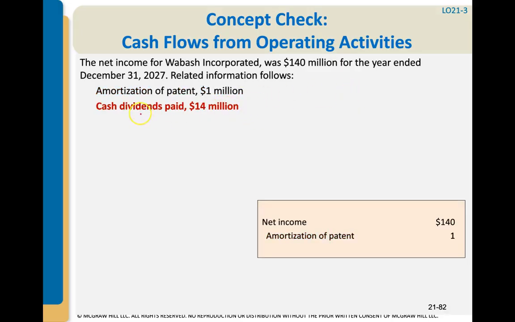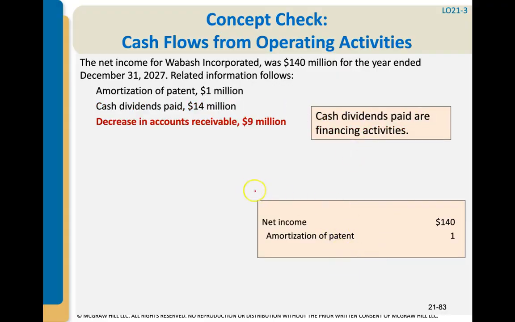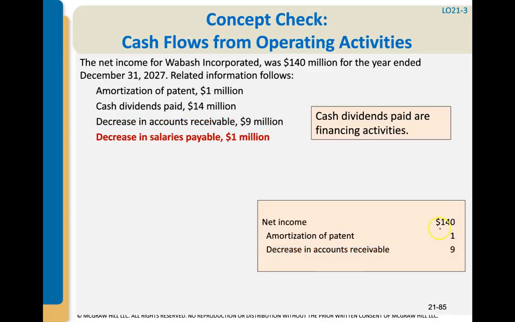Next item, cash dividend paid for $14 million. This means dividend paid on our own stock. That's going to be debit retained earnings, credit cash. That means it's a financing activity, and we are not going to report it in our operating activities, so it's not going to be included in our computation. Okay, we had a decrease in accounts receivable for $9 million. Accounts receivable is a current asset. We had a decrease in our current asset, which means we do the opposite. So we're going to add the $9 million right there. We call it decrease in accounts receivable, and it's a +9.